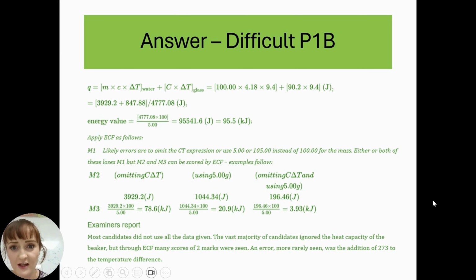This question is certainly challenging, but note how they're quite generous with the errors carried forward and also in the marks that they will allow, even if you didn't actually factor in anything to do with the glass. You can still get 2 out of the 3 marks, and that's because at the time they realised that most candidates didn't actually use all of the data given. So when it comes to a question like this, even if you're not sure of exactly what to do, it's certainly worth making a couple of attempts and using data that you have, and you may end up getting most of the marks.